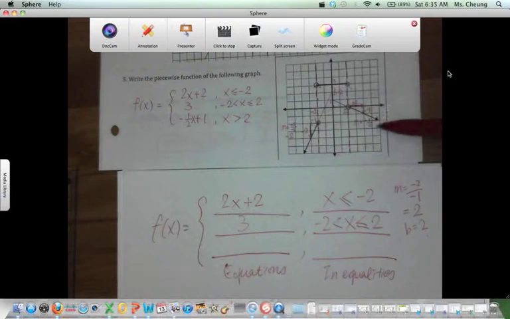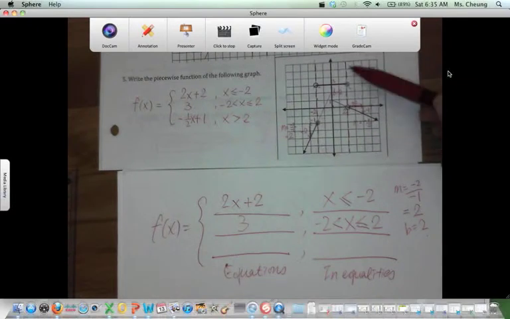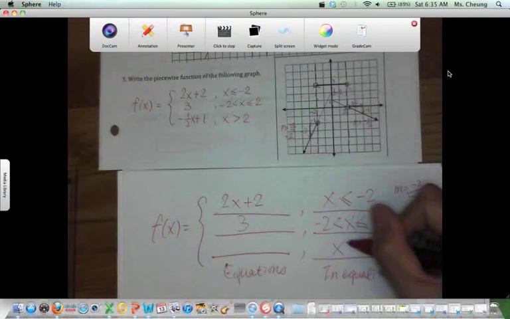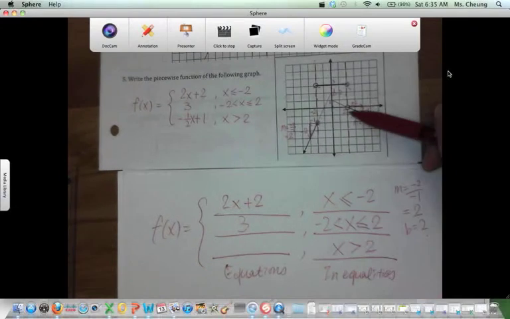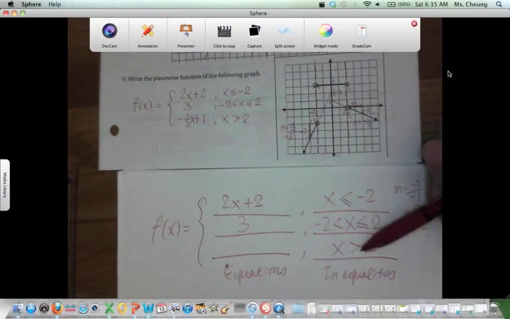And the last one, the line is at +2. It's on the right hand side of +2, 3, 4, 5. So I'm going to put x is greater than 2. So you want to check, is it a closed dot or an open dot? This one is open because it's not solid, so it's greater than, so I don't put an equal sign here.